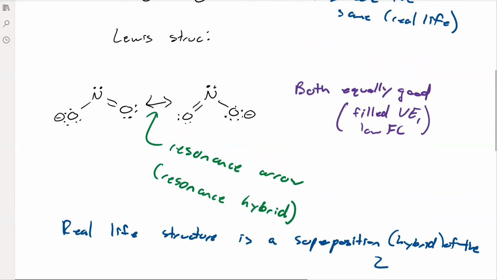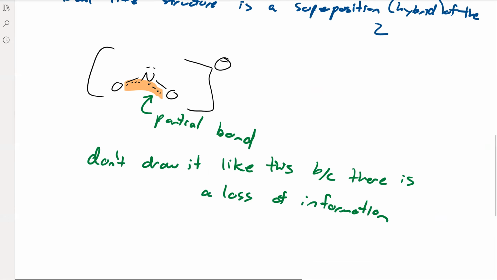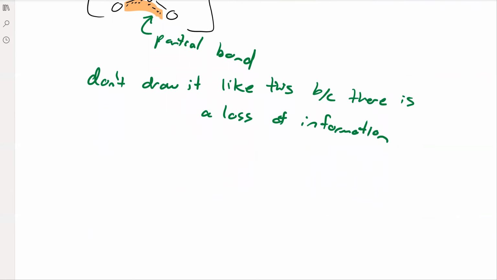So we draw it like this and include resonance structures, but we understand that the real structure is a hybrid of all of our resonance structures. And overall, this makes sense, right? Remember that electrons are wave-like, so they're often delocalized, right? It's not like this electron is in one place and it can only be in one bond. It can be in multiple places.